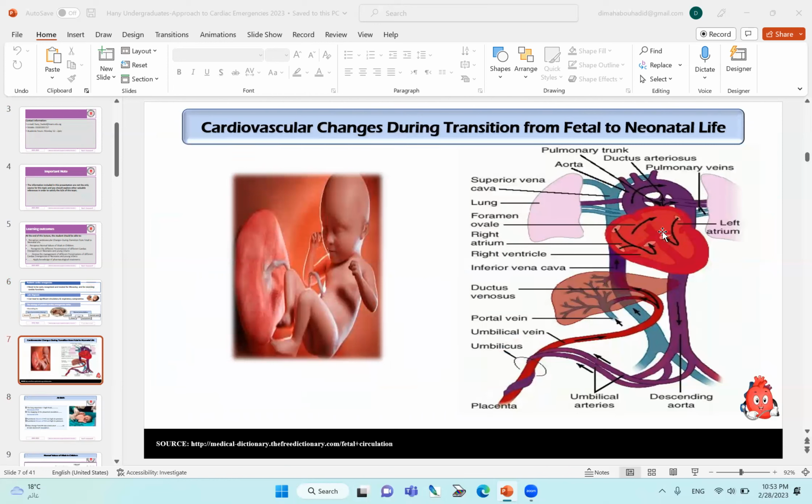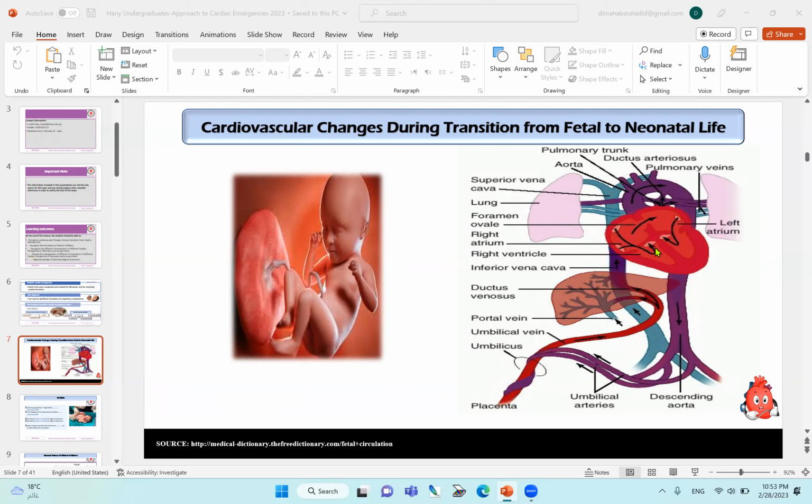We have to know some basics about the cardiovascular changes occurring during the transition from the fetal to the neonatal life. As we know, the placenta of the mother is the main source of oxygen, or as we say, it's the lung of the baby, because the placenta carries the oxygenated blood into the inferior vena cava, passing through the hepatic circulation plus the ductus venosus, then up to the right side of the heart, where most of the oxygenated blood goes to the left side to be distributed across the arch of aorta and descending aorta.